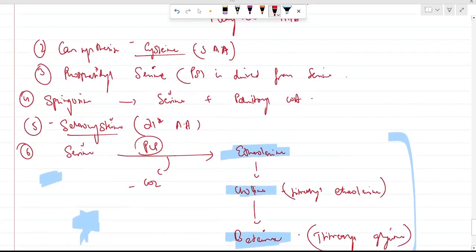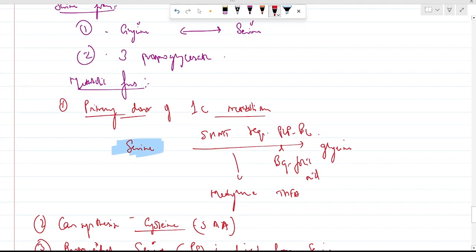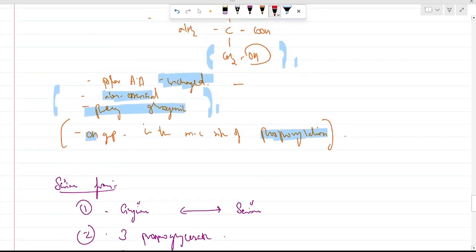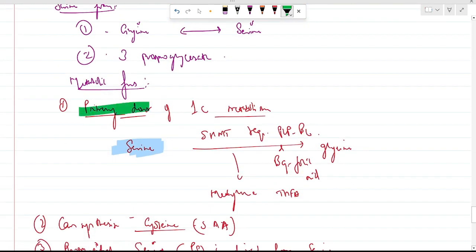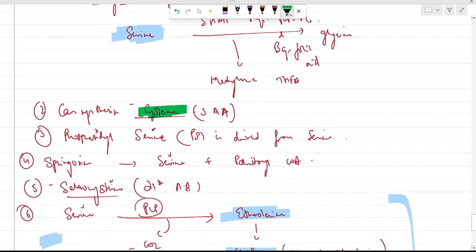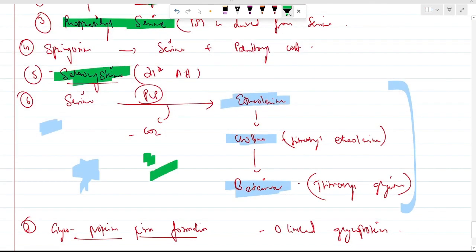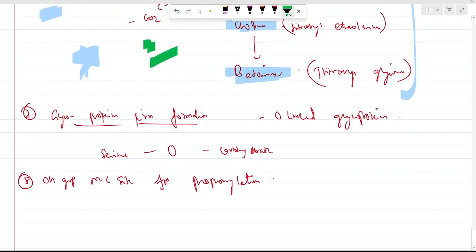So this was all about the metabolic functions of serine. Very short topic, a non-essential amino acid, nothing much to discuss here. The important thing is that it is the primary donor of one carbon. Cysteine, selenocysteine, phosphatidylserine, obviously this metabolic reaction is important. Yes, remember the OH group is the most common site for phosphorylation.